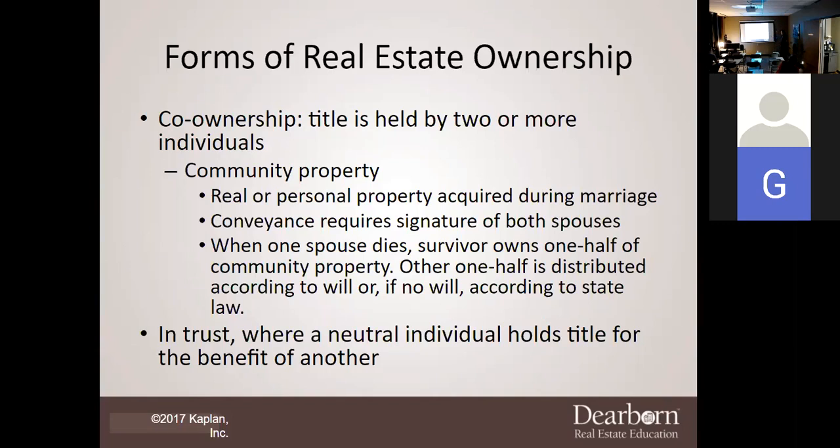So community property is the real or personal property that is acquired during marriage. It's going to have conveyance that requires both spouses' signature. When one spouse dies, the survivor owns one half of the community property. The other half, however, can be distributed by will, and if no will, according to state law.